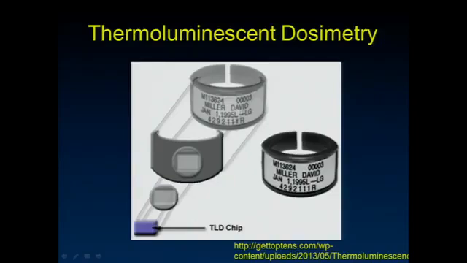that ring badge received. And what we do is we heat it up. And when we heat this up, those electrons move back into their inner bands, and this gives off light. And the light that we would receive from that is proportional to the amount of dose that was received by that badge, a thermoluminescent dosimeter.